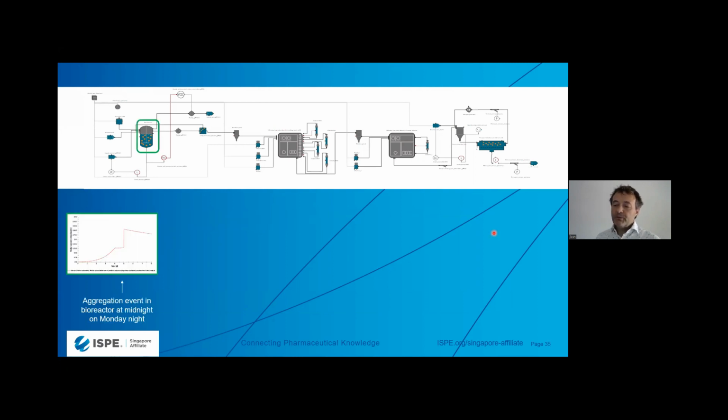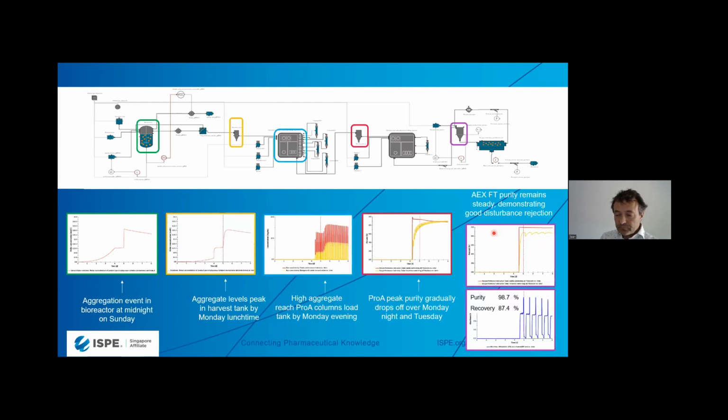So we're first looking at a disturbance where there was an aggregation event in the bioreactor at midnight Sunday. And then we look at the aggregate levels and how they go through the system. So we have the aggregation event happening in the bioreactor at midnight Sunday, and then if we look at this harvest tank, you can see that there is a peak coming through about 12 hours later. We then also see an effect on what happens in the chromatography columns and the Protein A concentrations.